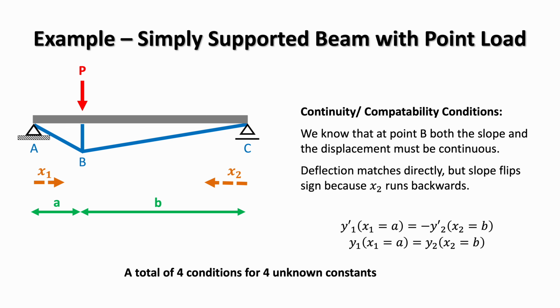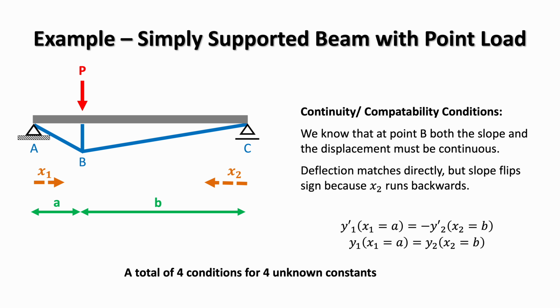From the physical behavior of the beam, we know that both the displacement and the slope must be continuous at this point. The beam doesn't break or hinge at B. The deflection condition is straightforward. The vertical displacement in region 1 at x1 equals A must equal the displacement in region 2 at x2 equals B. The slope condition requires a little more care.